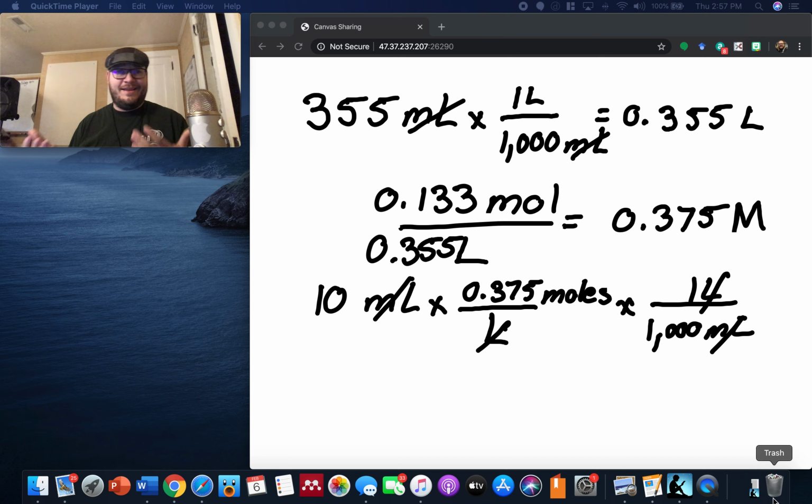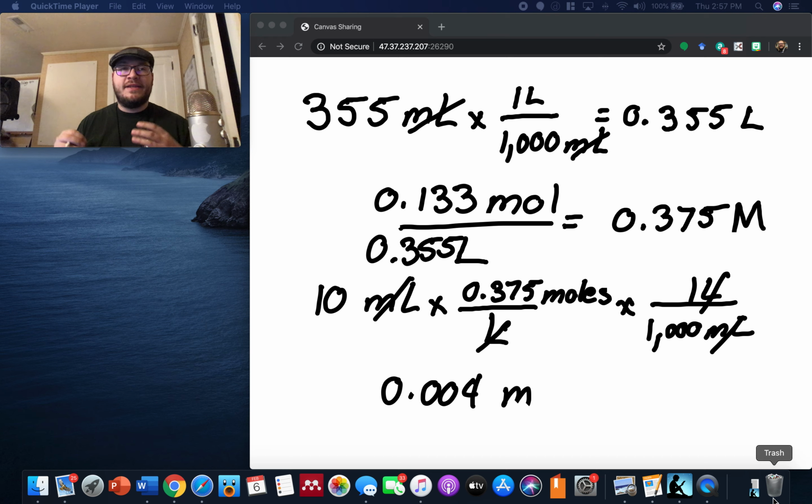I want to know my sip, so if I'm really watching my calories, I can watch it down to the molecular level. You could do that just by calculating it. So if I were to do this calculation, multiply everything out, I should get 0.004 moles of sugar.